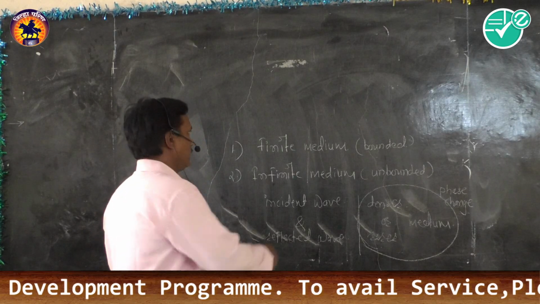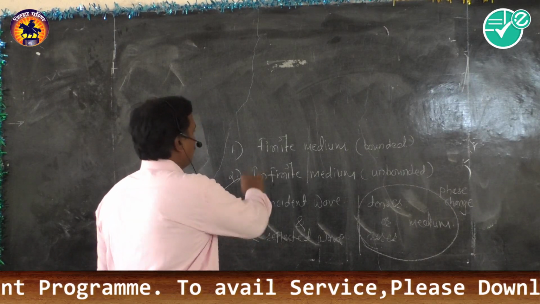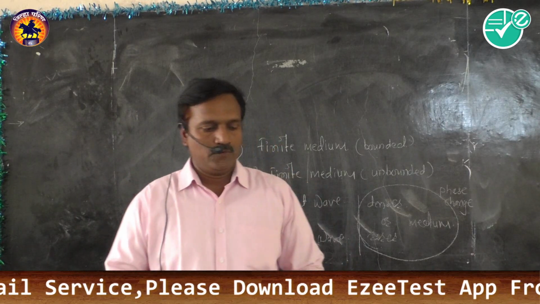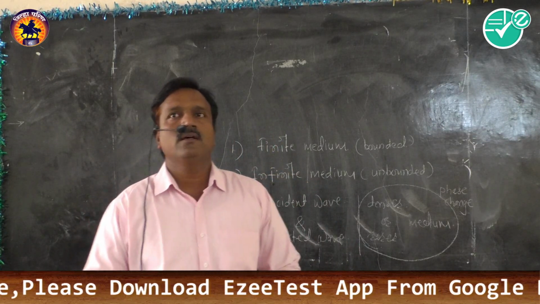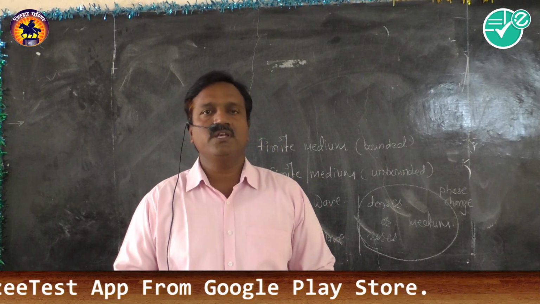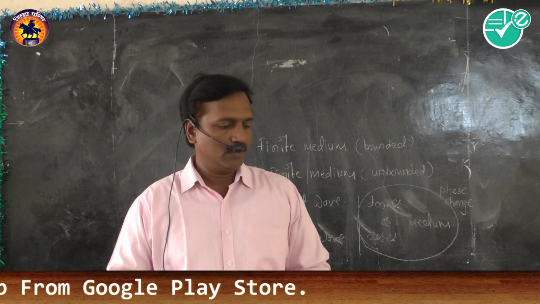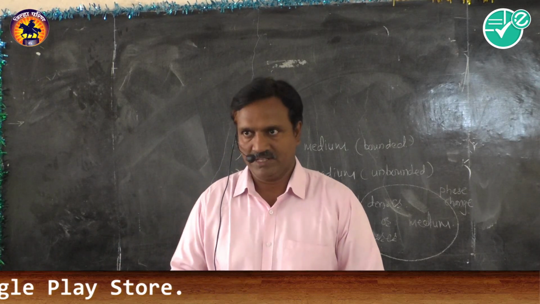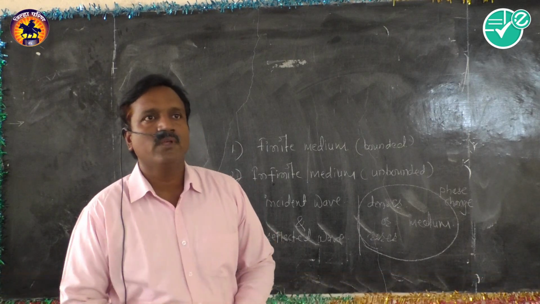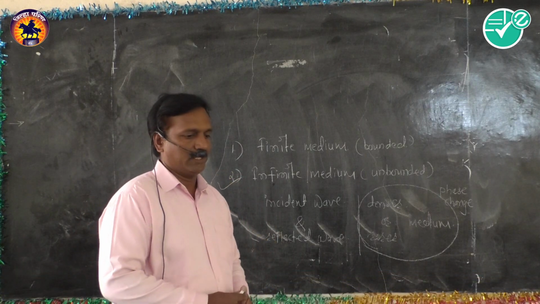One example of that infinite or unbounded medium is that when we go to a hilly area and just shout something, it can be seen that there is a reflection of sound waves, and therefore what happens? There is an echo. We are going to hear the echo in case of hilly areas.